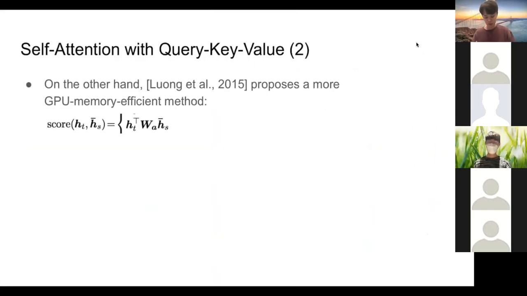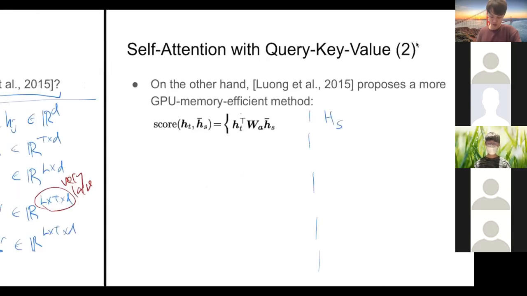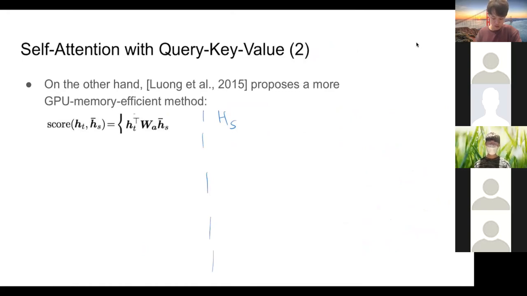Whereas Luong et al. 2015, which was proposed in the same year, is very convenient, because if we want to do the same thing, we have the same case here. Let's say that the source is S. We have different notation in Luong et al., that's why we're using different notations here. But H_S here is equivalent to H in the previous slide, and H_T is equivalent to S in the previous slide. So H_S is a T by D matrix, and H_T is an L by D matrix.